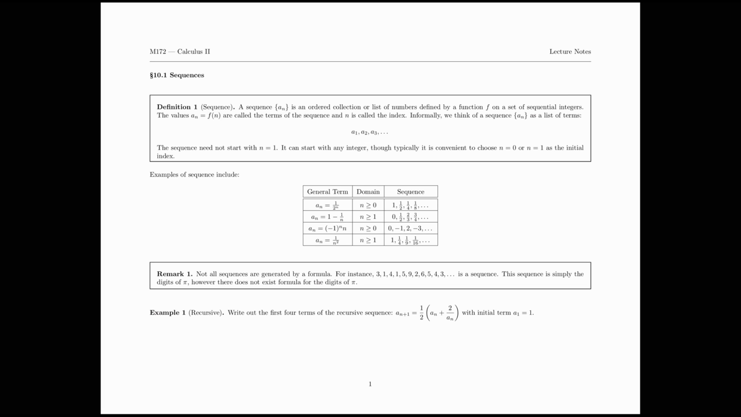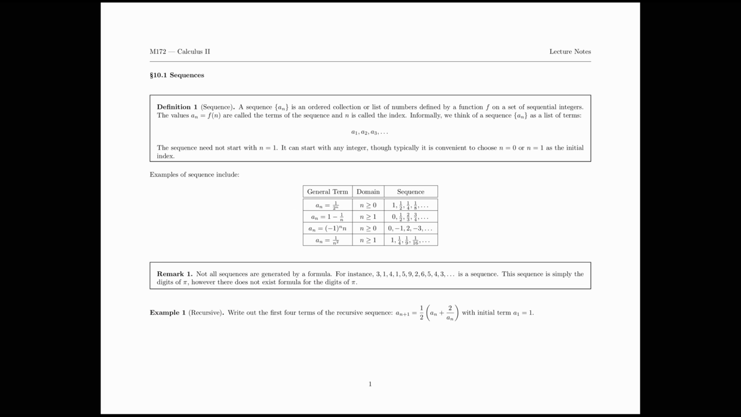So if this is just a function of a whole number n, then to obtain the actual numbers in the sequence, all we have to do is plug in different values of n. n equals 1 corresponds to the first number in the list. But sometimes, and actually this is a great example, in this first one here, n equals 1 does not correspond to the first number in the list. It actually corresponds to the second number.